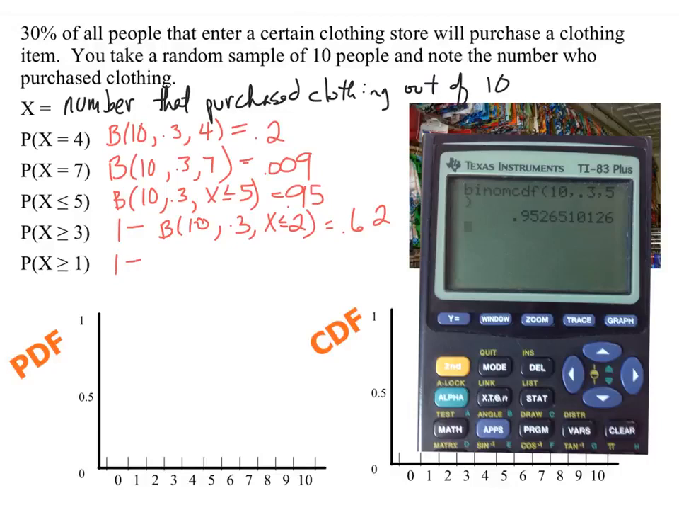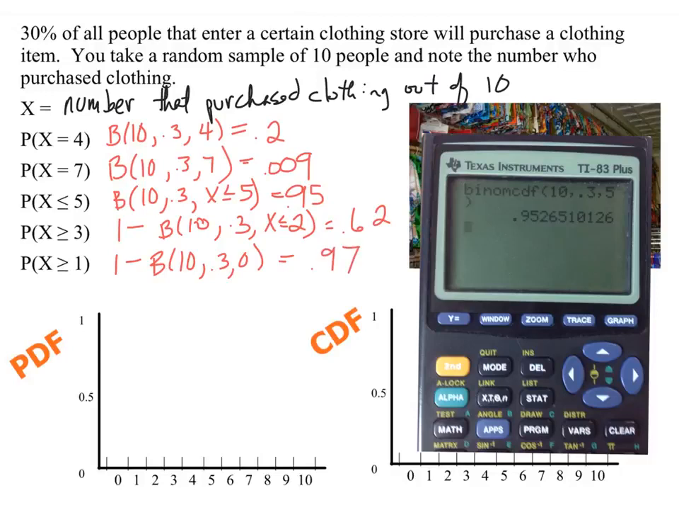And finally, the probability that x is greater than or equal to 1, again, the easiest way to do this is to just find the probability of 0 and subtract that from 1. And we get 0.97.